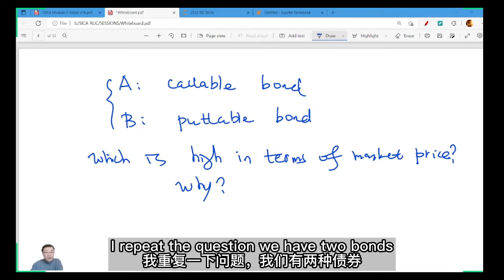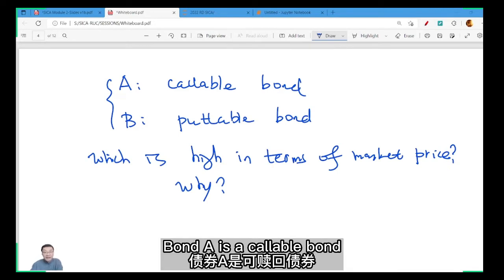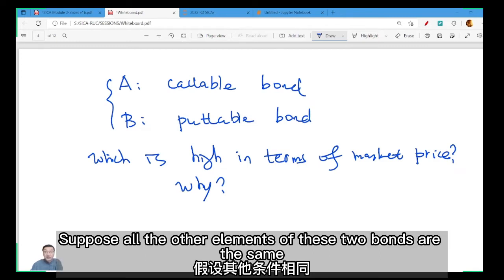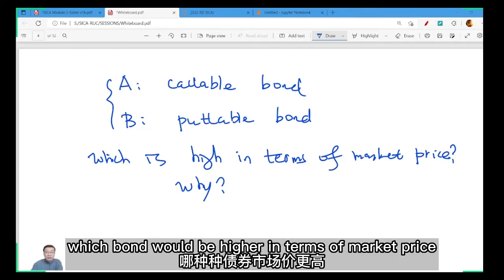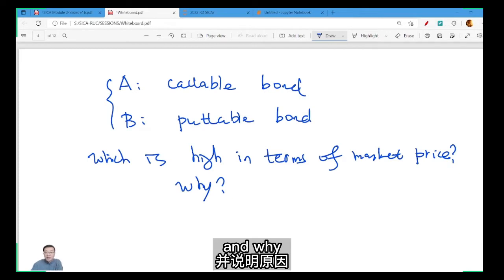I repeat the question. We have two bonds. Bond A is a callable bond. Bond B is a puttable bond. Suppose all the other elements of these two bonds are the same. The question is, which bond would be higher in terms of market price and why?